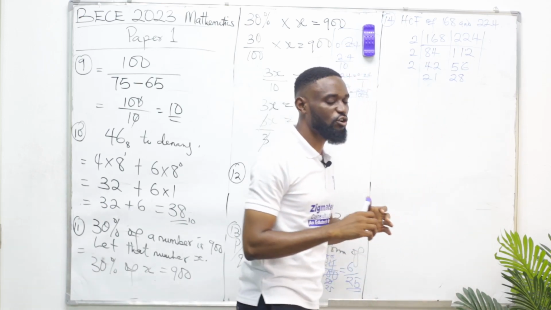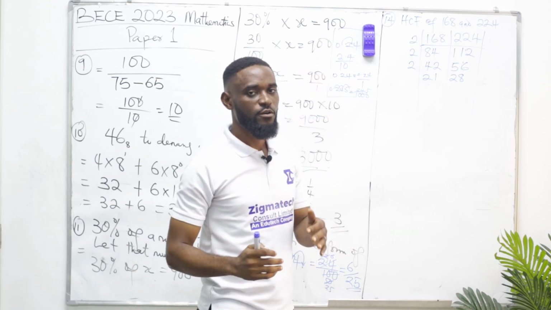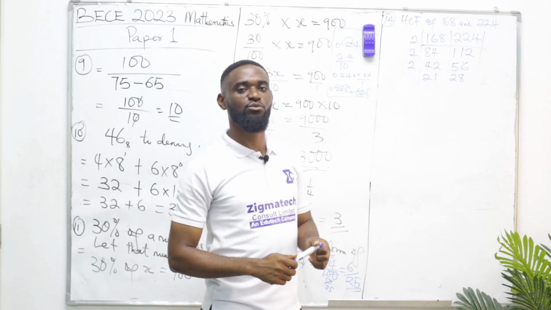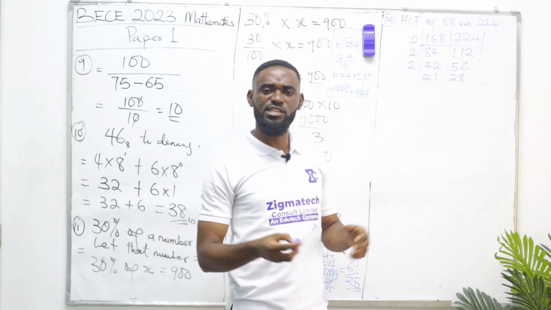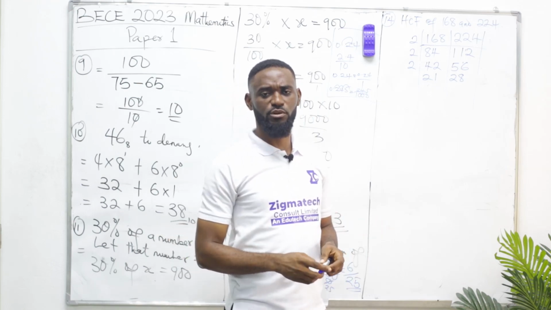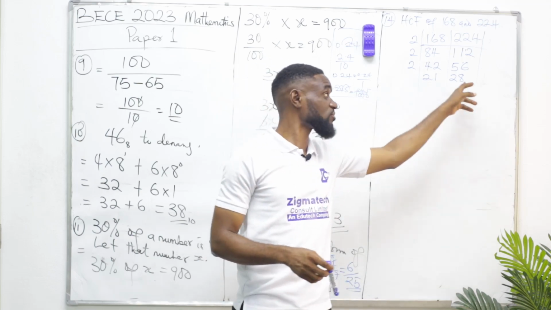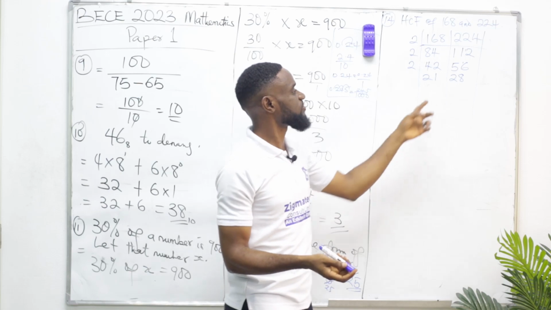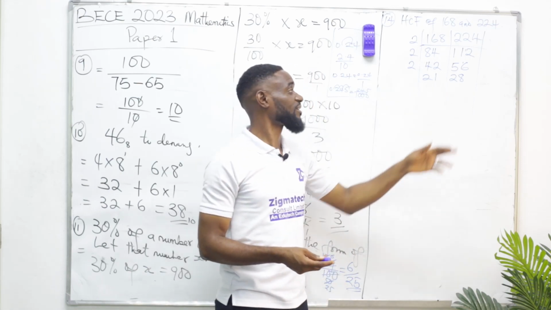Now, do we have a common factor between 21 and 28? And I think we do. Is it 2? No, it's not 2, because 2 is not a factor of 21, but 2 is a factor of 28. You see what I'm talking about now? So you can't use 2, because 2 is not a factor of 21. It can be a factor of 28.